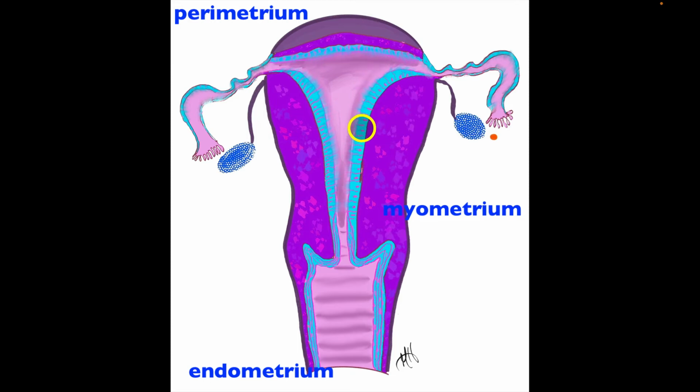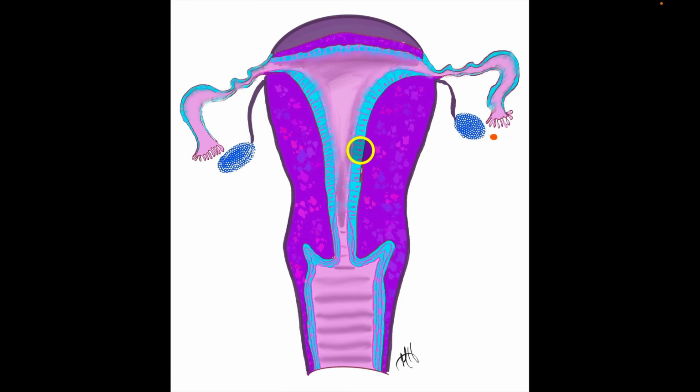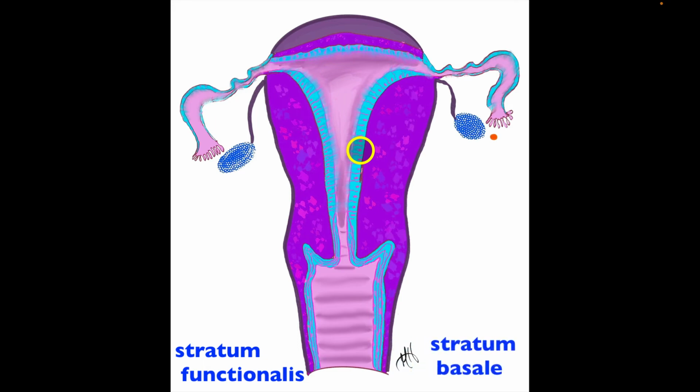The endometrium is simple columnar epithelial tissue, and that's what we see here in teal. A lot of the cells of this endometrium are ciliated, and between the endometrium and the perimetrium, we find myometrium, which is smooth muscle. So we have perimetrium, myometrium, and endometrium. The endometrium is composed of two layers. One layer that's known as the stratum functionalis. The outermost or bottom layer is the stratum basale. So the stratum basale would be closer to the myometrium.